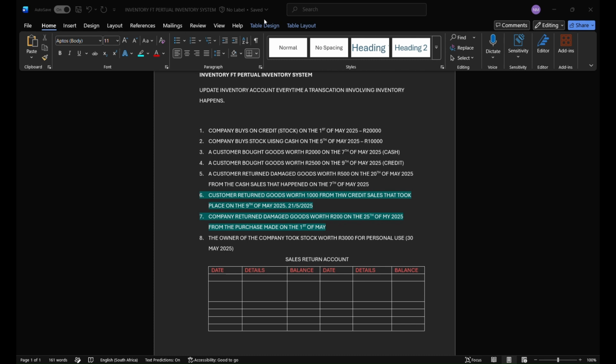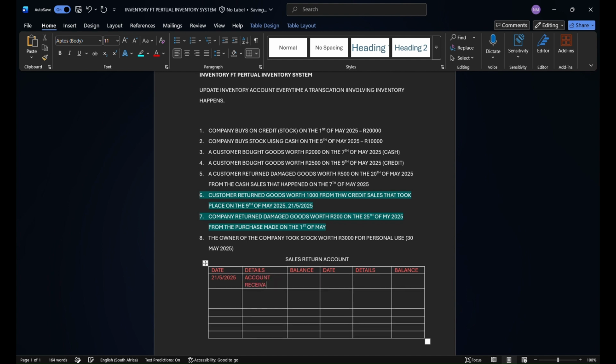So the first transaction says that a customer returned goods worth 1,000 Rand from the credit sales that took place on the 9th of May 2025. This happened on the 21st of May. So on the date, it's going to be 21 May 2025, and then details, it's going to be account receivables since they bought it on credit. Account receivables. Balance is 1,000 Rand.